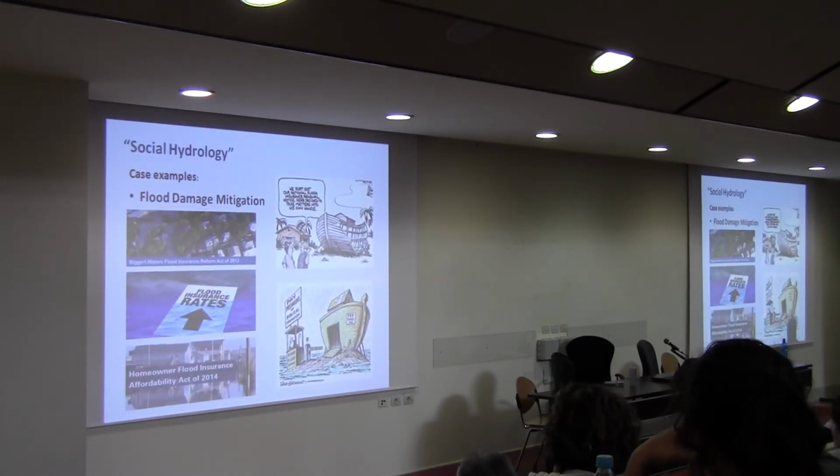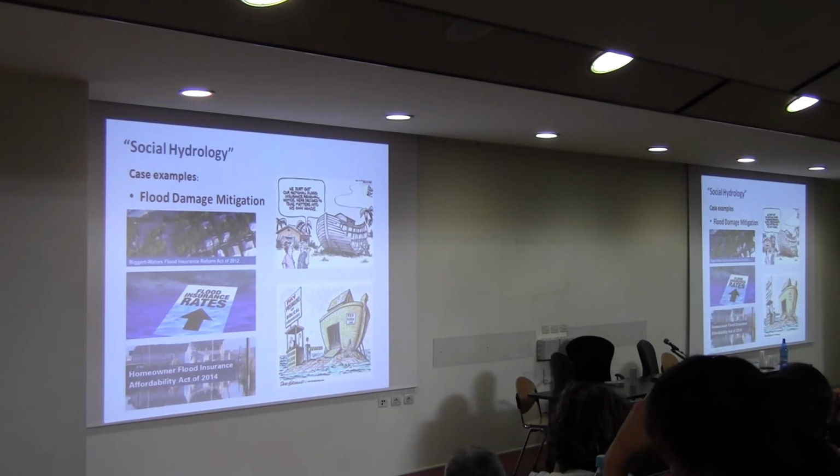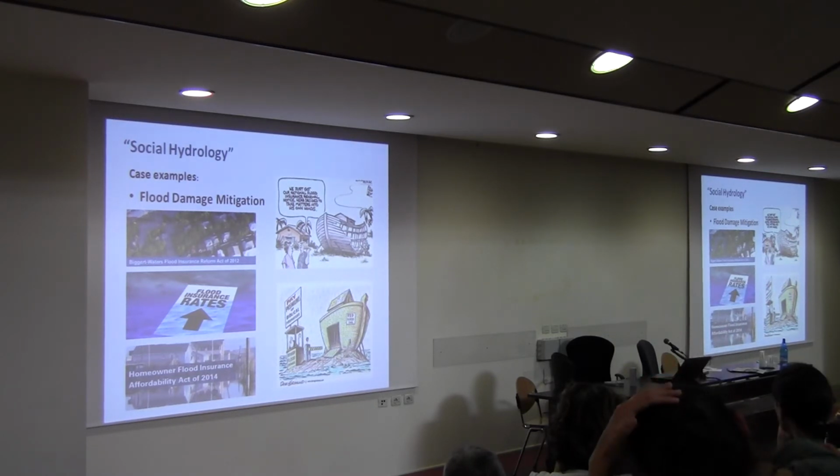Another example. These are examples that weren't all predictable. Recently, we've had some big floods in the United States, and you guys had some big floods too. But we have flood insurance, okay? And this flood insurance is subsidized by the government. Right now, the flood insurance program is $24 billion in debt. They've paid out $24 billion more than they took in.